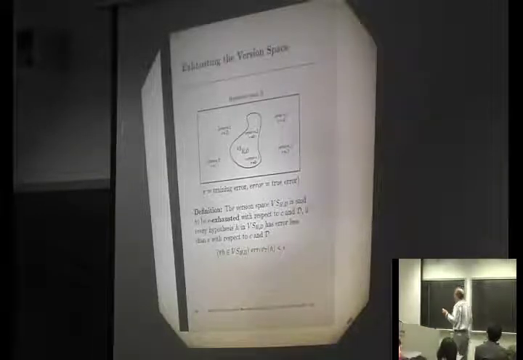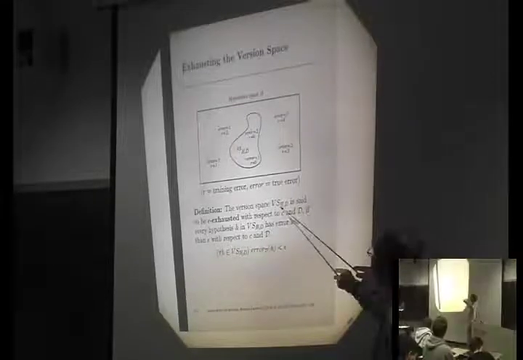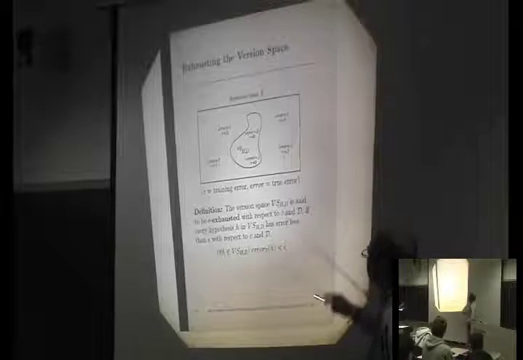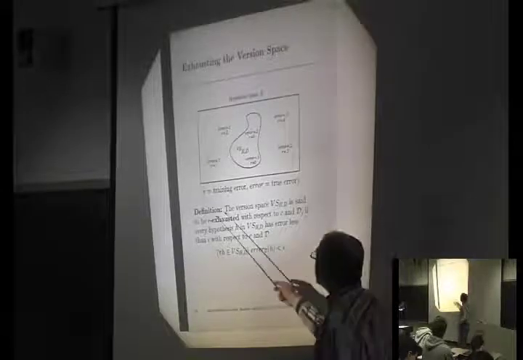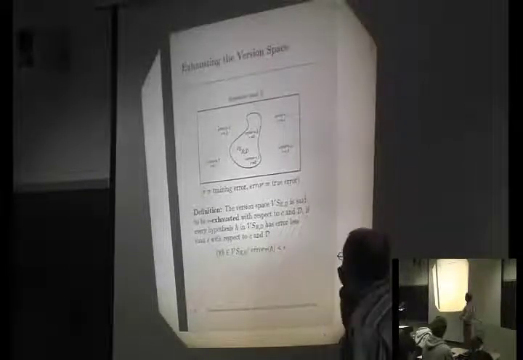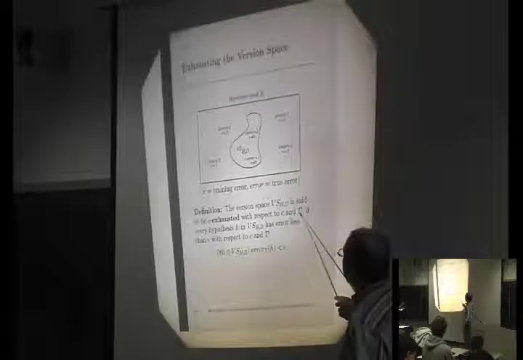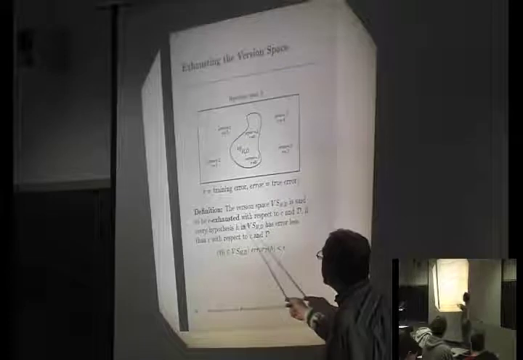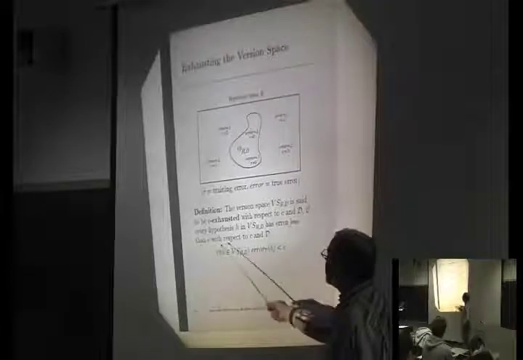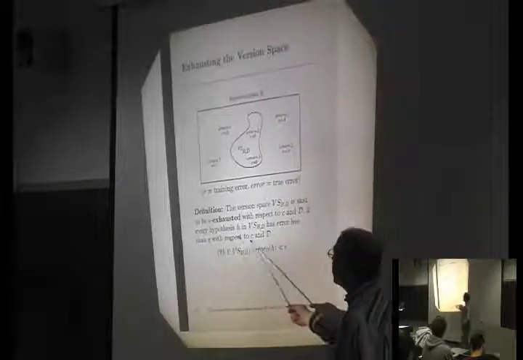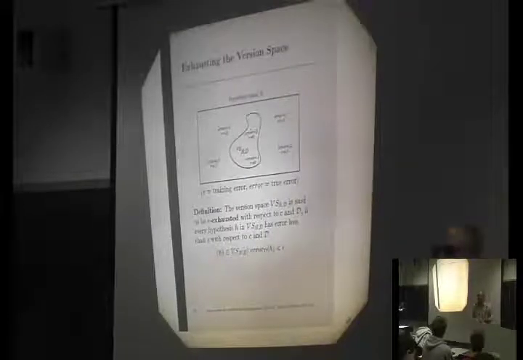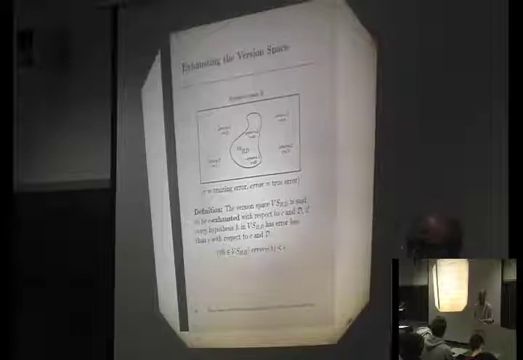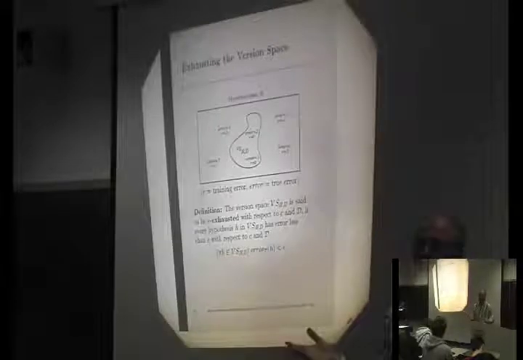Okay, so the formal definition is: a version space, which is parameterized by the initial hypothesis space and the data, is said to be epsilon exhausted with respect to the target concept c and the distribution curly D if every hypothesis in this version space has error less than epsilon with respect to this target c and curly D. So this is just what I said to you in English. Our goal is to exhaust the version space.